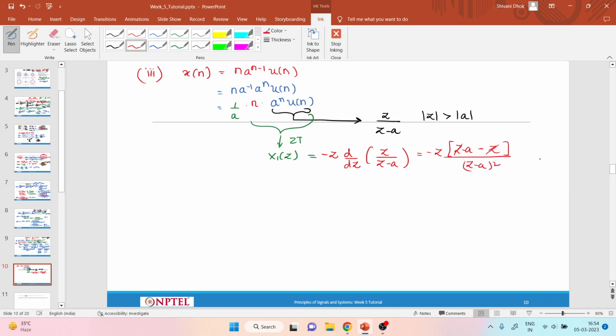This gets cancelled. This is equal to az upon (z minus a) square, which implies that the z transform x of z is equal to 1 by a multiplied by x1 of z, that is az upon (z minus a) whole square, which is equal to z upon (z minus a) whole square, and the region of convergence remains unchanged, that is magnitude of z is greater than magnitude of a. Any doubts in this question?